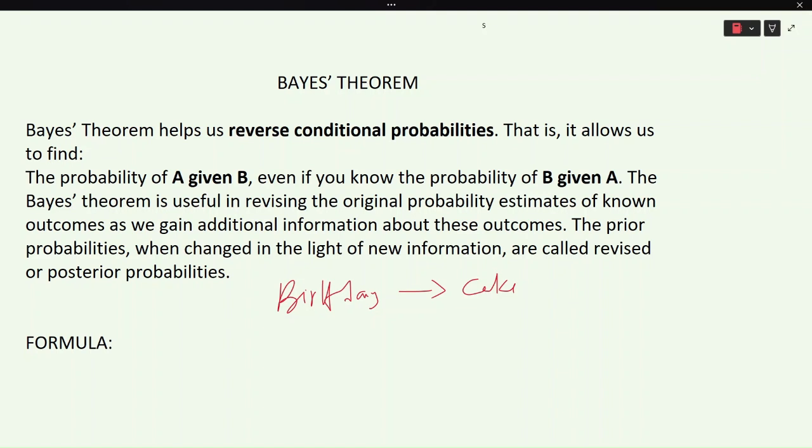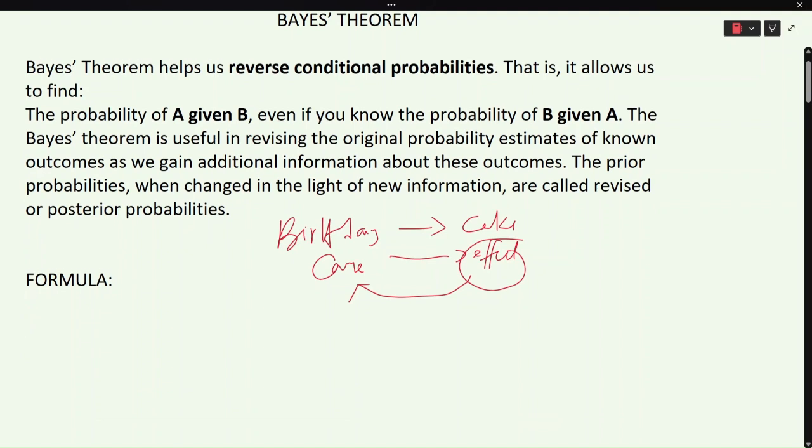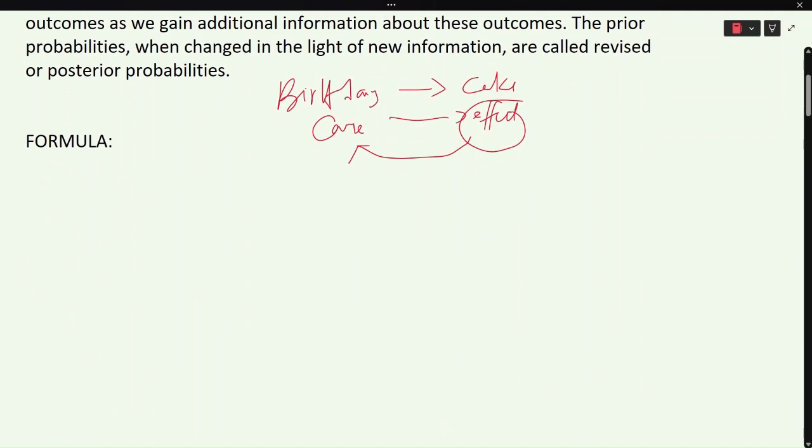So now, conditional probability: this is the cause, and this is the effect. That's for conditional probability. But in Bayes' theorem, you have the effect, and you are trying to determine the cause. And the formula for Bayes' theorem.